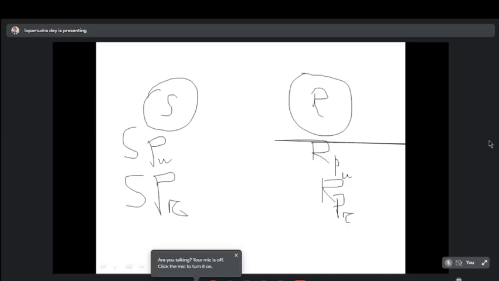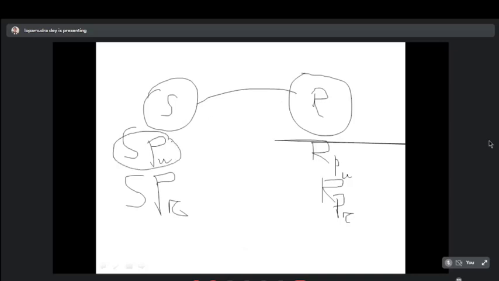Now, how will the communication be done? During the communication, the receiver knows the sender's public key. That's why it is called a public key. The sender also knows the receiver's public key. So the public key is public in nature.